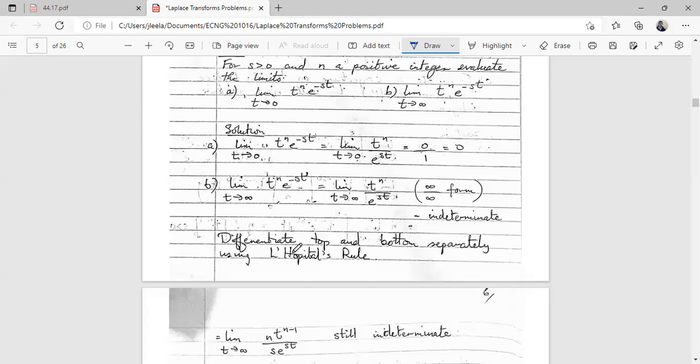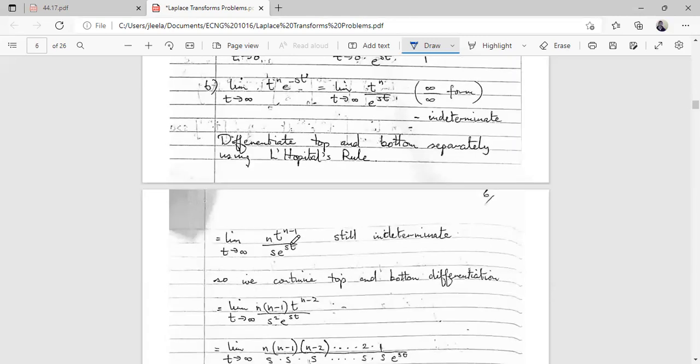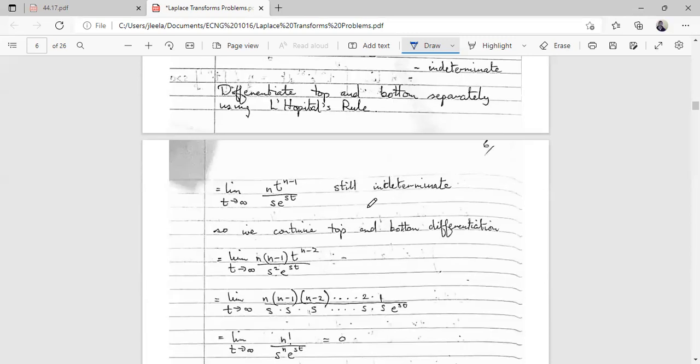So what you could do here, you could apply something called L'Hopital's rule, right? Where you could differentiate the top and bottom separately, right? And then take the limit. So if we differentiate the top with respect to t, we'll get n t to the n minus 1. And if we differentiate the bottom with respect to t, we'll get s e to the st, right? And if we let this approach infinity, you're still getting infinity over infinity. So that is still indeterminate, right?